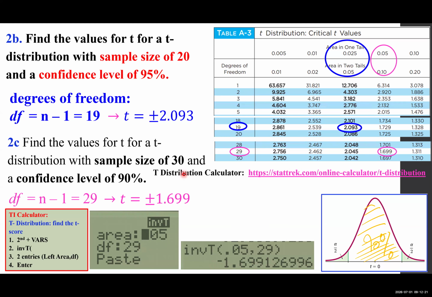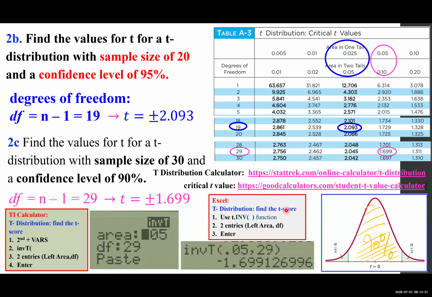You could use this t-distribution calculator online or critical t-value online, or you can use Excel t-distribution, find the t-score, t inverse, left area, and degrees of freedom similar to that. So depends on what you're dealing with.